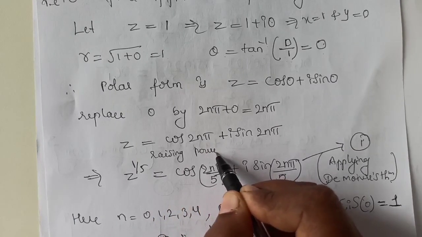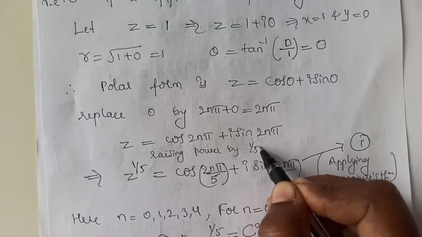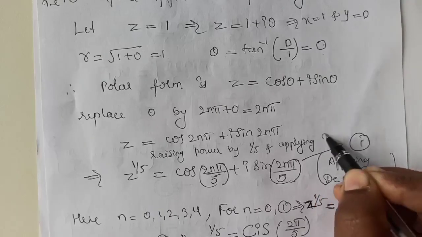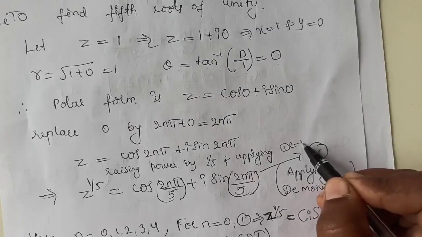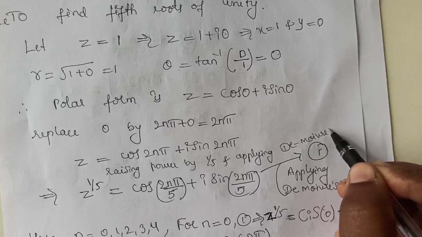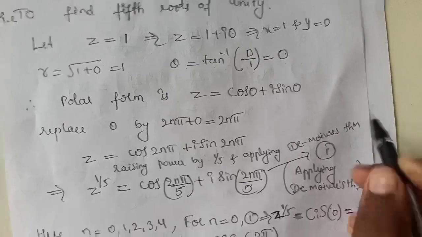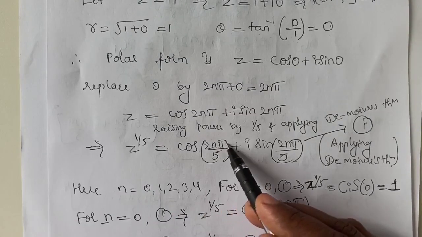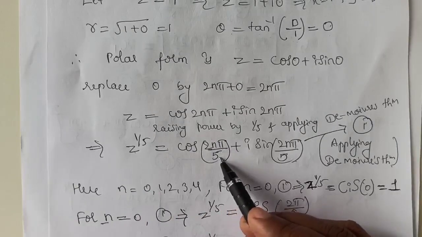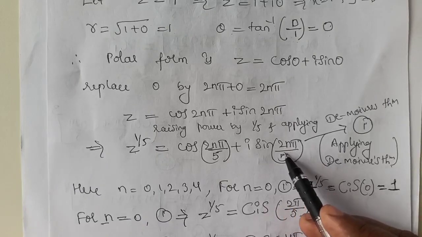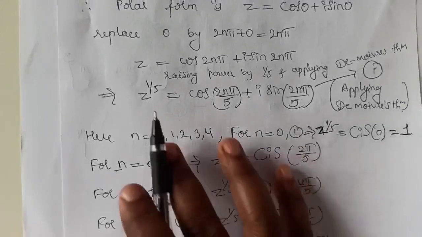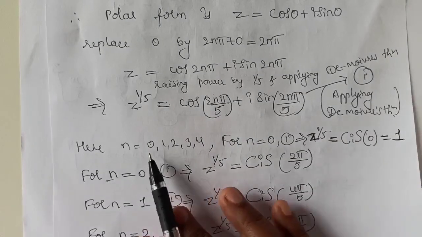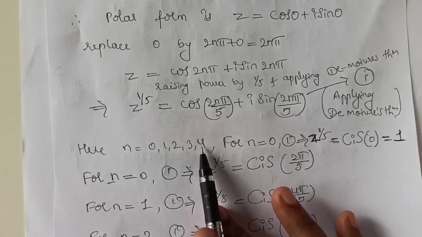Now raising the power by 1 by 5 on both sides and applying De Moivre's theorem, we get z power 1 by 5 equals cos of 2n pi by 5 plus i sin 2n pi by 5. Now consider this as equation 1 and go on substituting n equals 0, 1, 2, 3, 4.